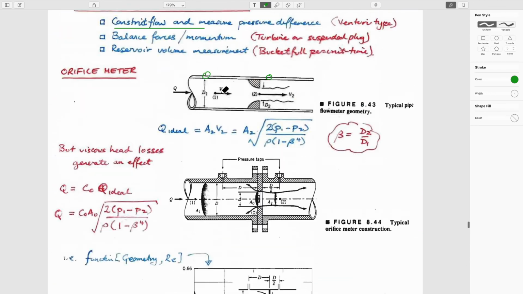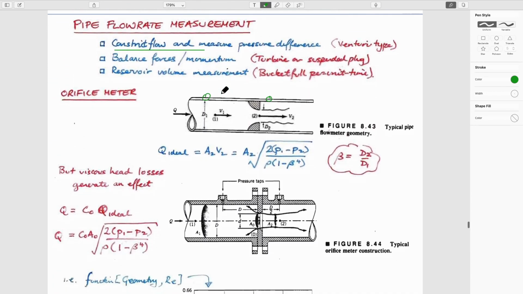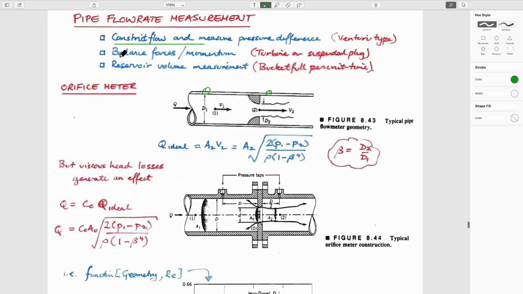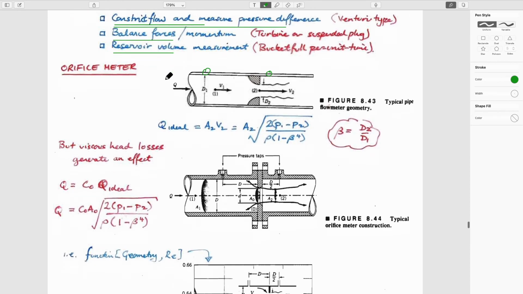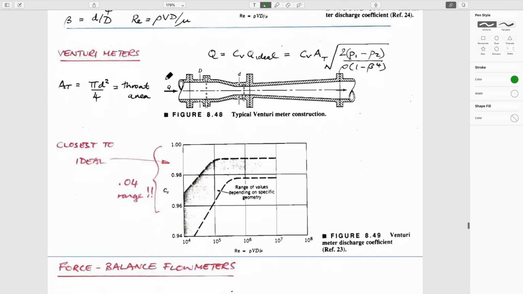So there are three possible ways you could measure volumetric flow rates. The first one is by constricting flow and measuring the pressure difference, which we just talked about. The second one is by balancing forces: measure those forces somehow and convert those into a flow rate. Or you can pour water into a bucket. We talked about the first one.